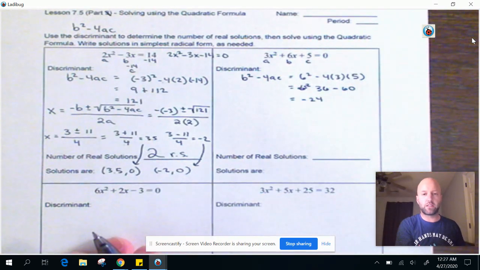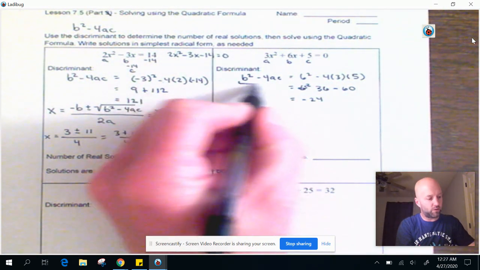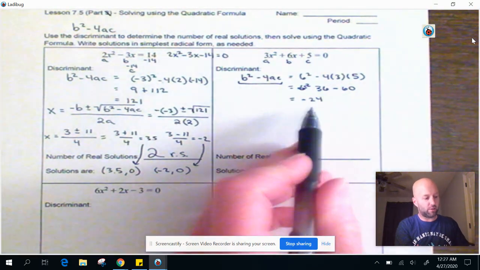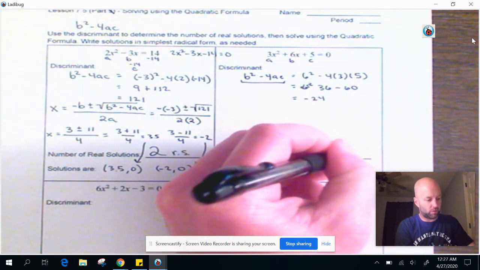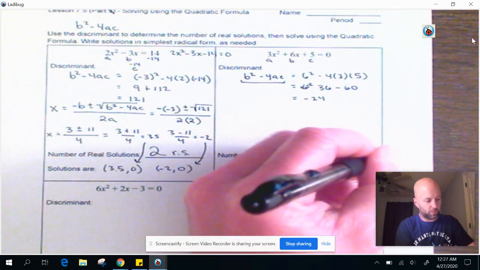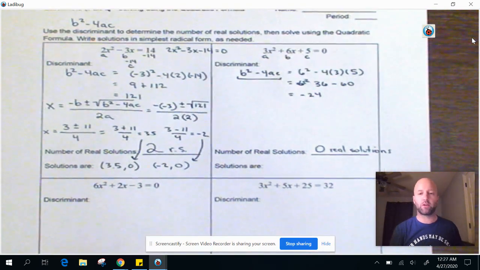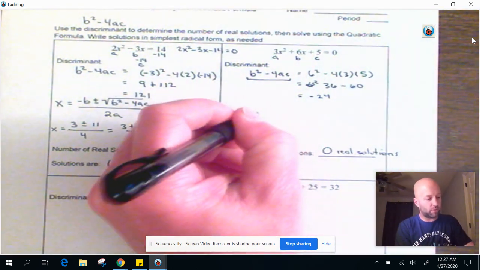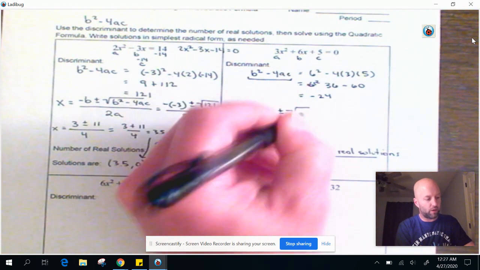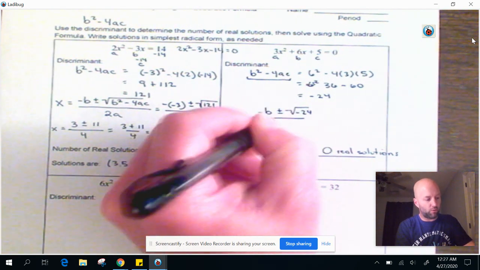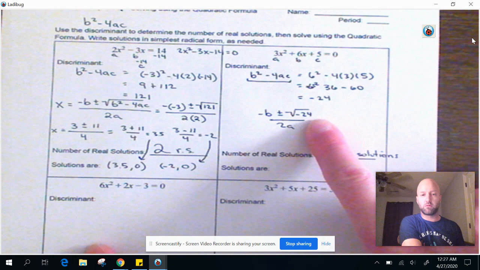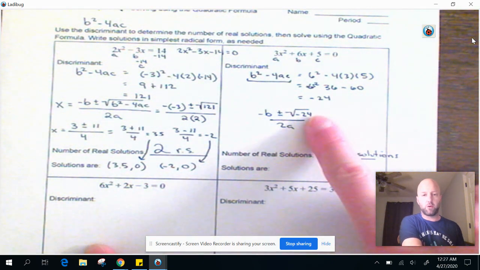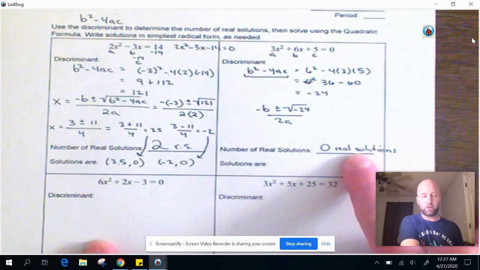Okay, so from lesson 1, if our discriminant, which is this thing, is less than 0, we have no real solutions, right? So 0 real solutions. And if that's the case, there's no point in doing the quadratic formula because when we get to this part, negative b plus or minus the square root of, well, we found this to be negative 24, all over 2a, right? Well, we learned earlier in this unit that we don't take square roots of negatives. That is an imaginary number, and we're saving that for Algebra 2, so we're not going to touch this. This problem ends here, 0 real solutions.